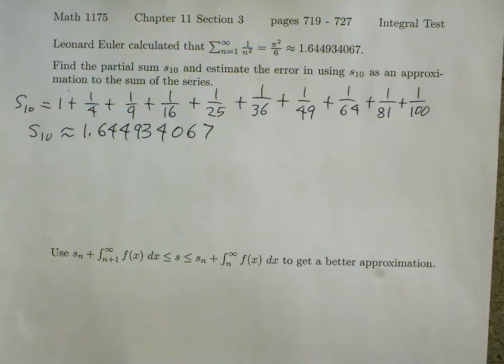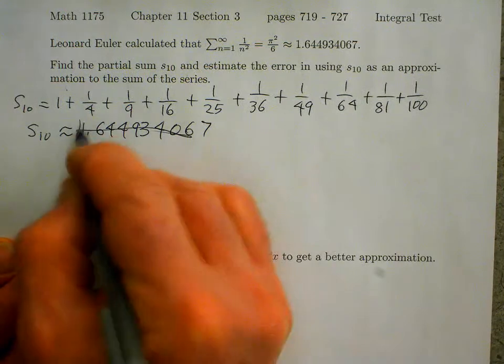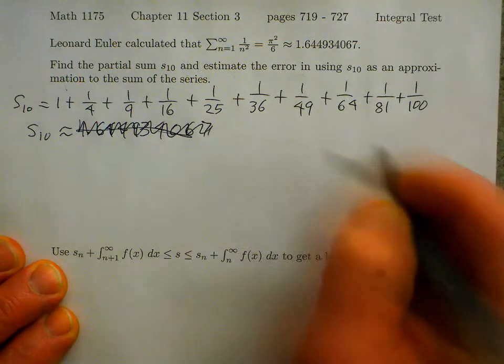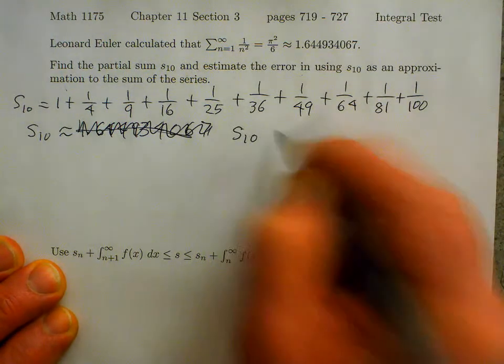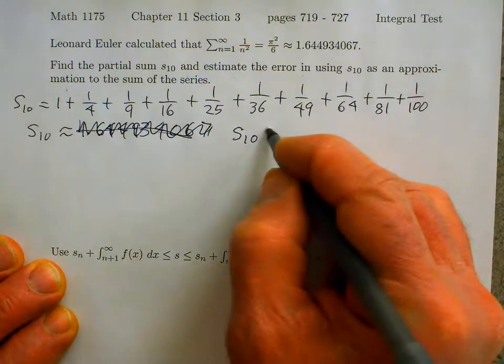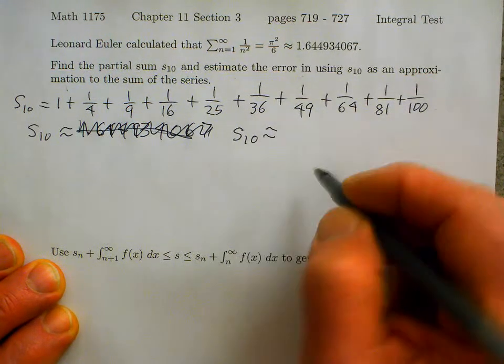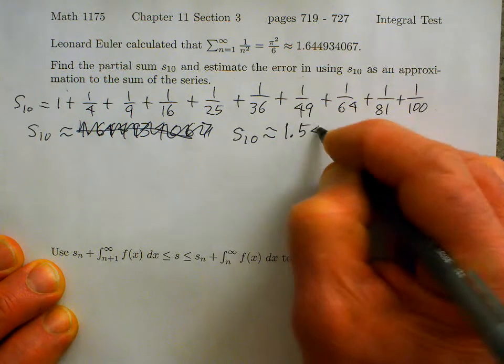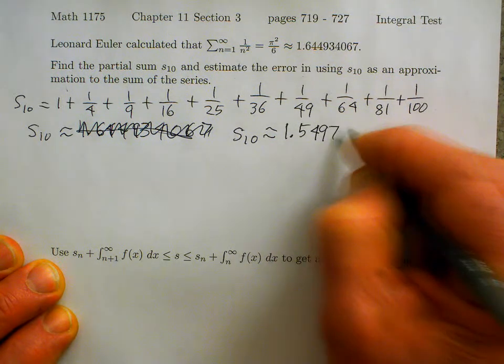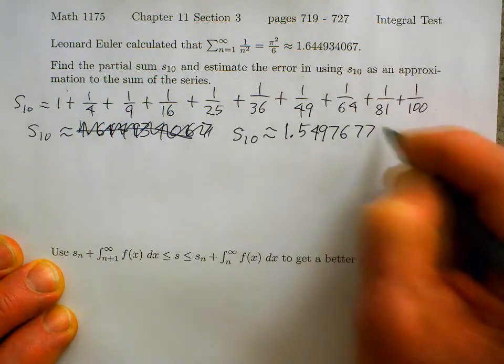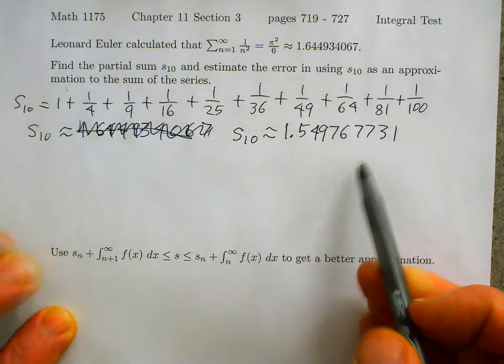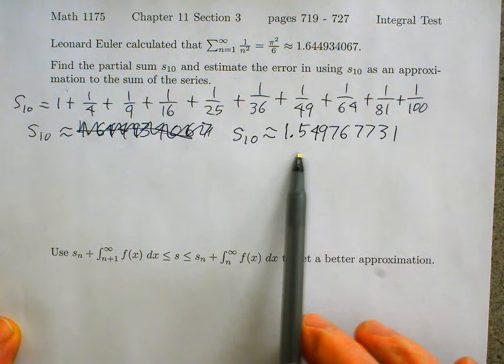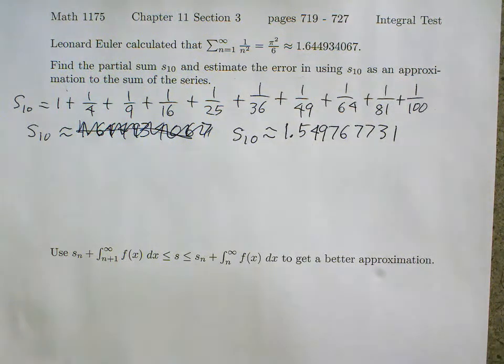Whoops, I wrote down the wrong one though. Sorry. That's the exact number. S sub 10, adding those 10 terms, is 1.5497677731. Okay. So it's a little off, but pretty close.